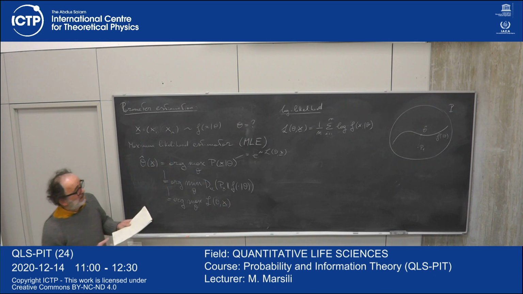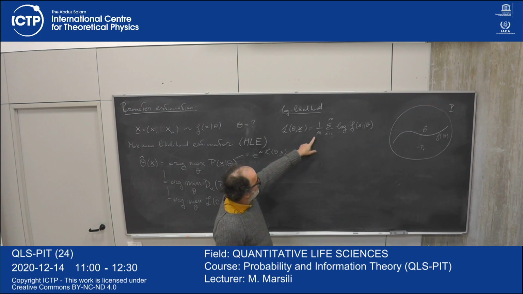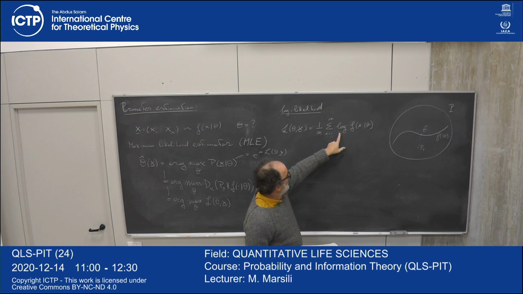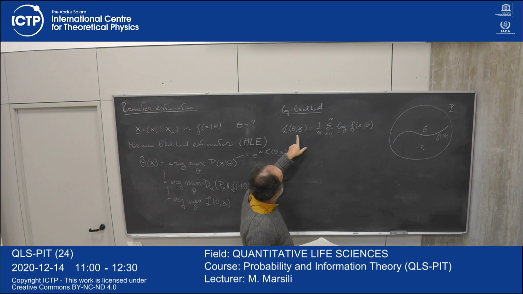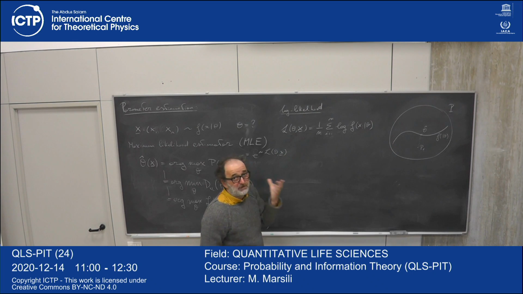Okay, why do I introduce this function here? Because essentially, when n goes to infinity, this will satisfy a law of large numbers, because these objects are finite and have finite variance. So I expect that for n going to infinity, this converges to a function of theta, which is not random.